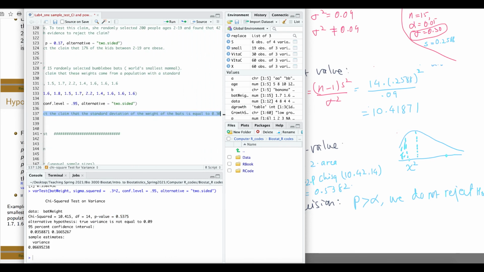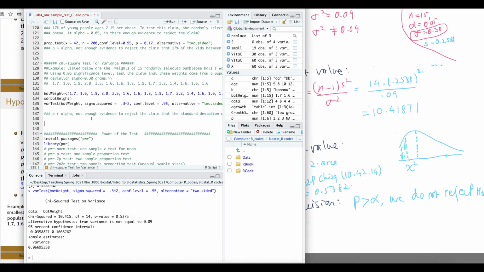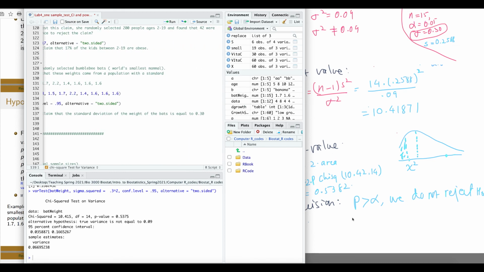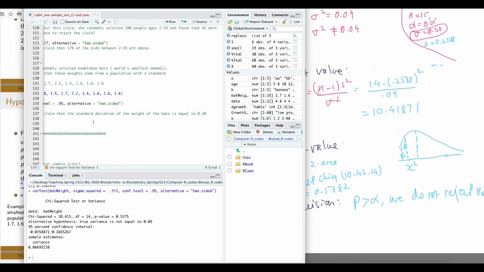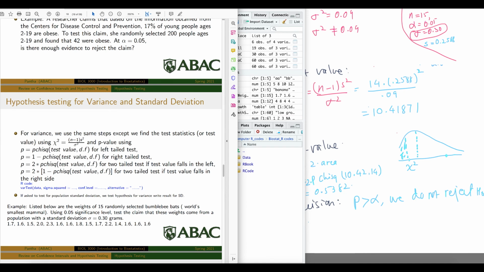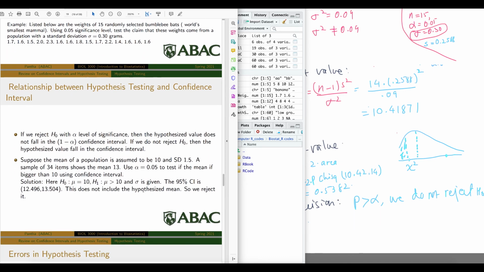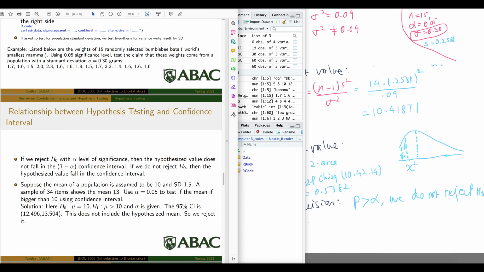Okay, guys, so you write down that conclusion here. I can copy and paste it, but anyway, since we do not reject the null hypothesis, we write that hence there is not enough evidence to reject the claim that the standard deviation of the weight of the bat is equal to 0.30. Okay, guys, so this is how we test the hypothesis for the proportion, variance, and standard deviation using R.